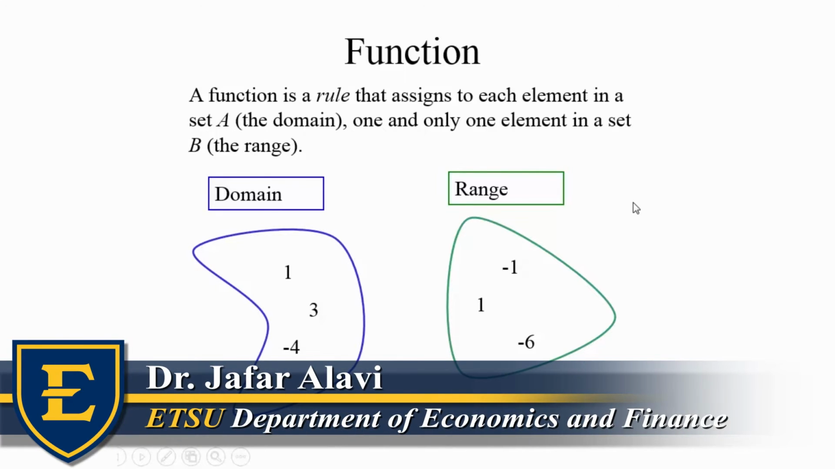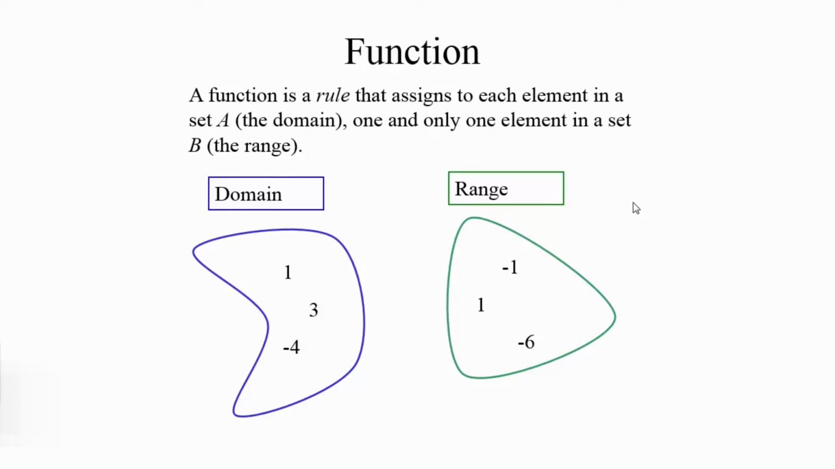Now we go to the next section, talking about functions. I think it's 2.3 in your book. A function is a rule. This is the definition of a function. A function is a rule that assigns to each element in the domain one and only one element in a set B, which is the range, right? So you have a domain, you have a range.